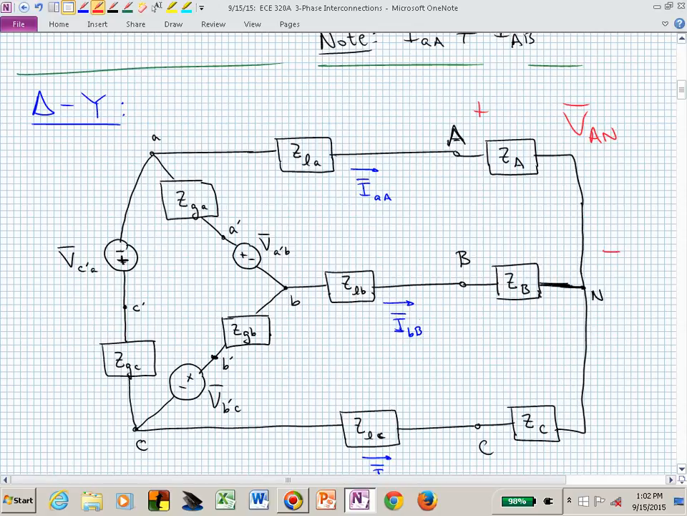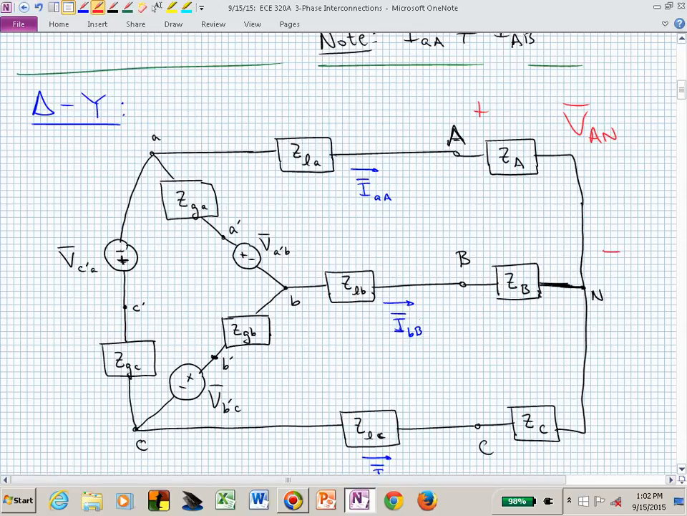So the phase current, in this case, yes, in the Y-connected load, is flowing through the A phase of the load. It's flowing through capital Z sub A. It's going from capital A to capital N.